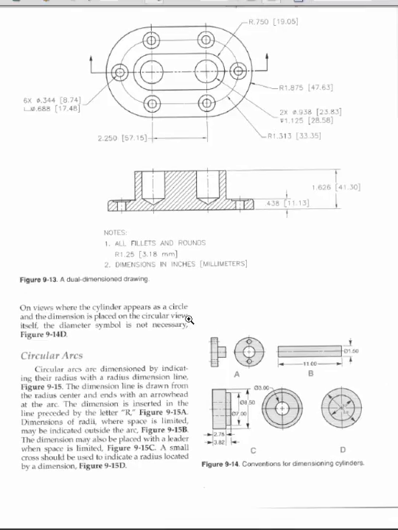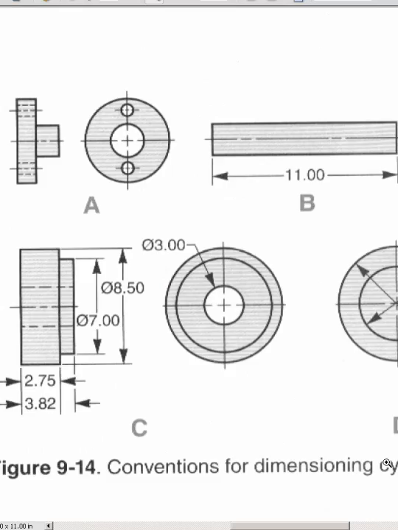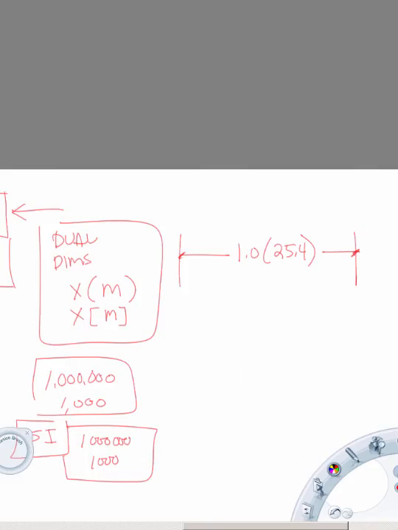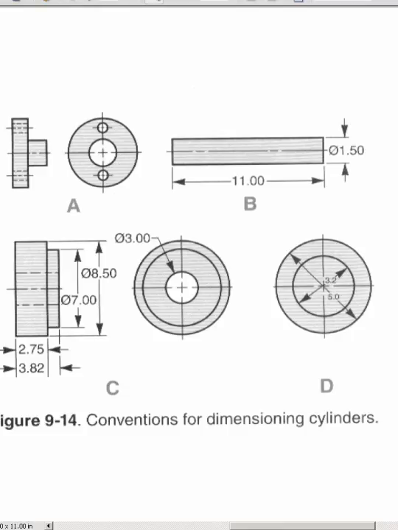I want to draw your attention to the bottom of the page. By the way, the top of the page has the dual dimensioning stuff, but the bottom of page 289 has a great little detail for us on how to dimension a cylinder, meaning how do I dimension an object like this in its different formats, from looking above, from looking at it. How do I dimension it? And here's all you need to know.